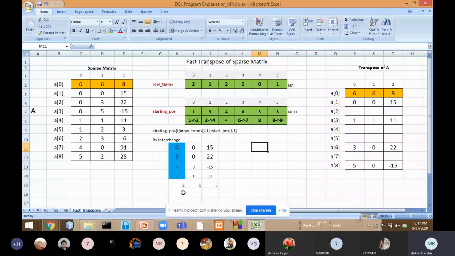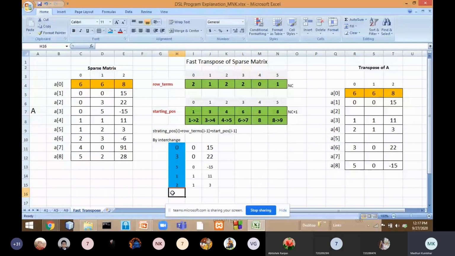Okay, now see. We copied 2, 1, 3. Where will 2, 1 go? What is the position of 2? Tell me. The row is 2, so 4. So we will write at 4. What is that value? 2, 1, 3. Clear? Next, increment 4 by 1. 5. Clear? Come to the next point.